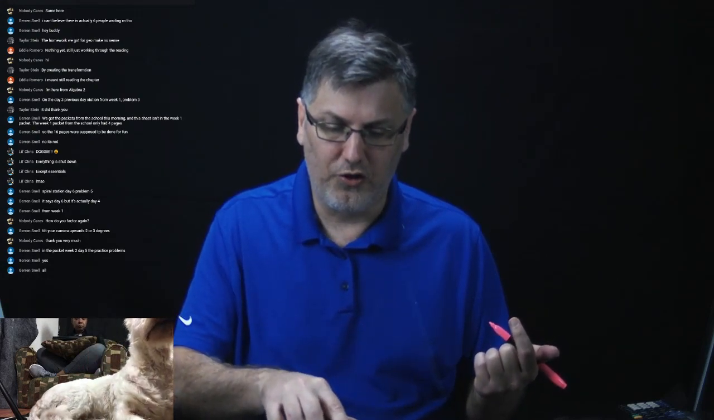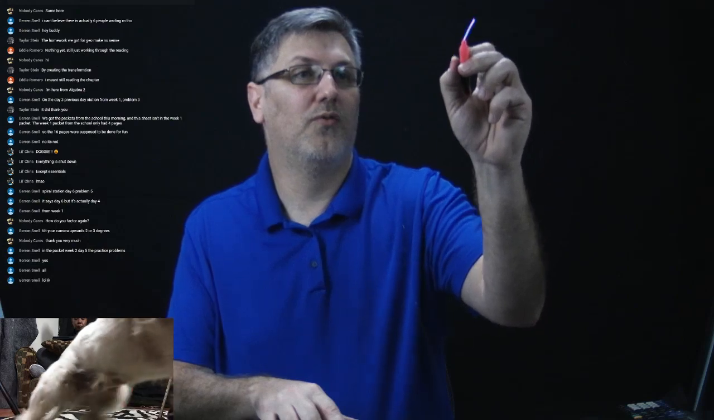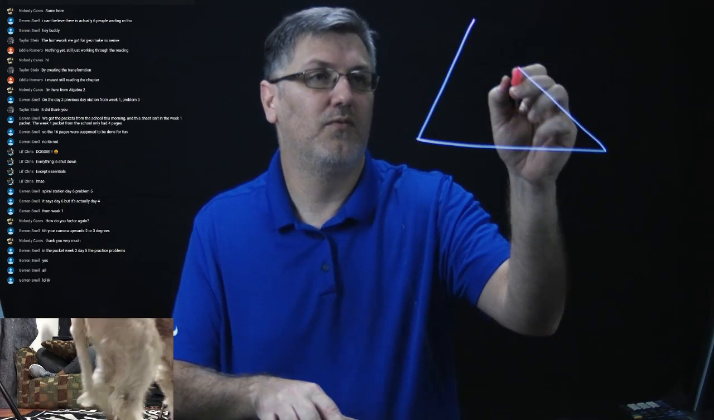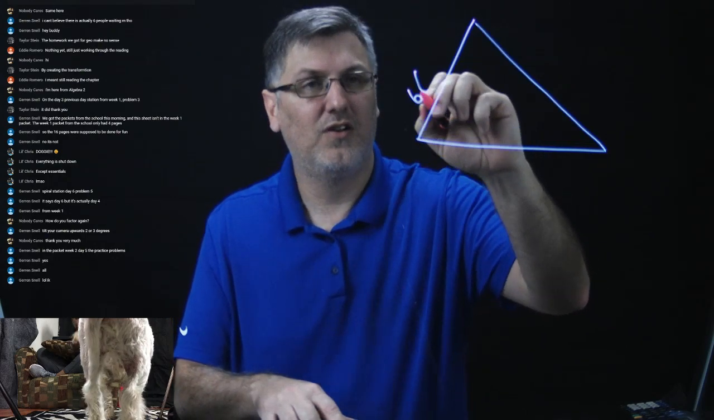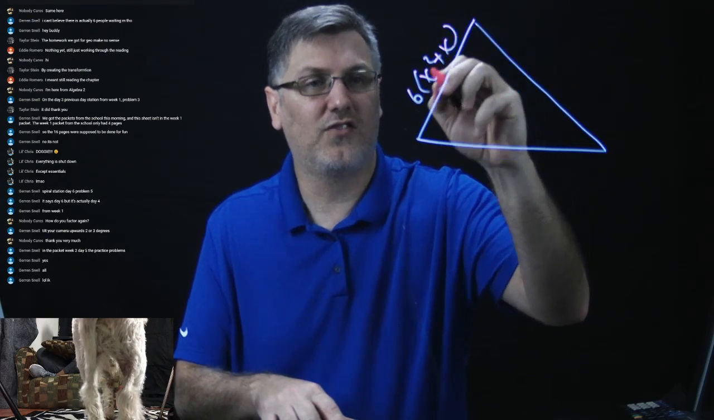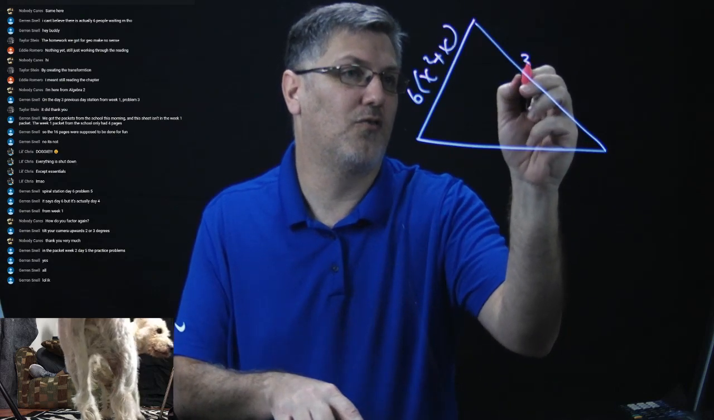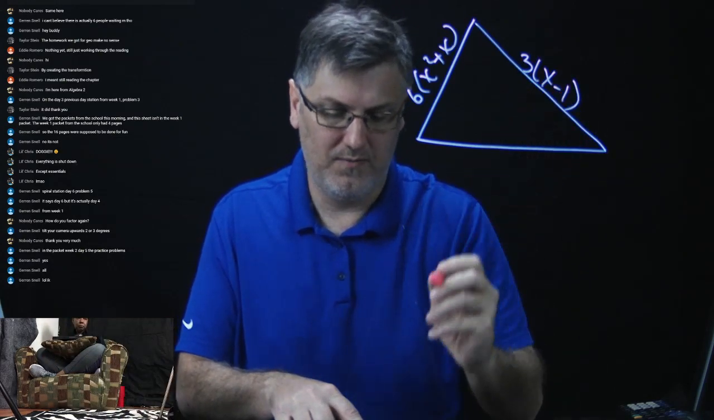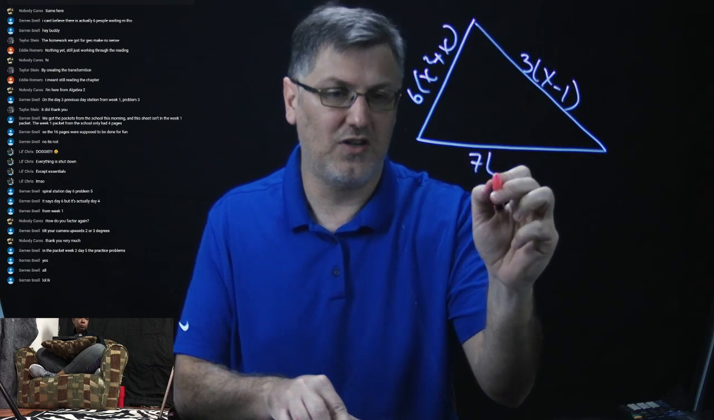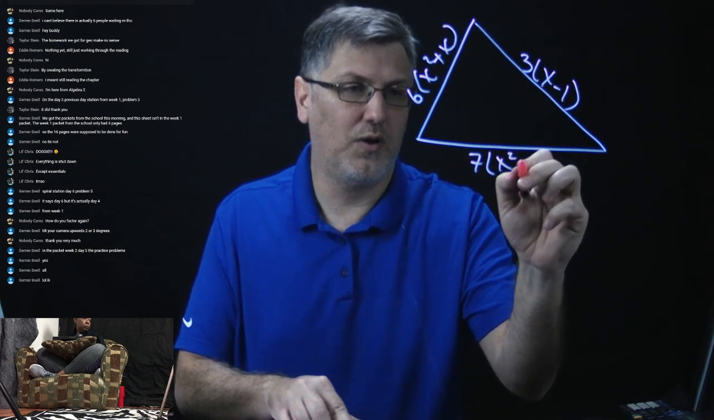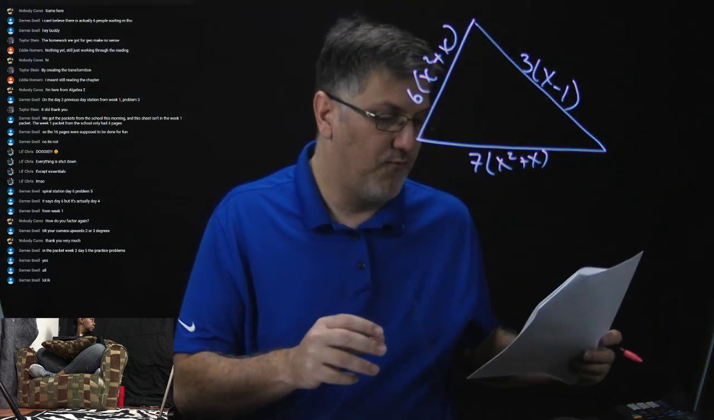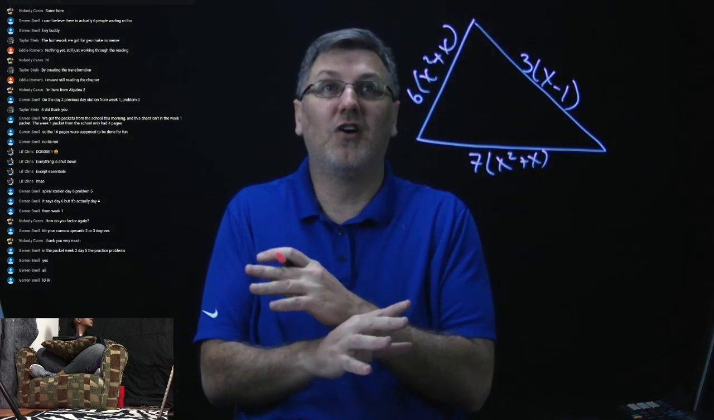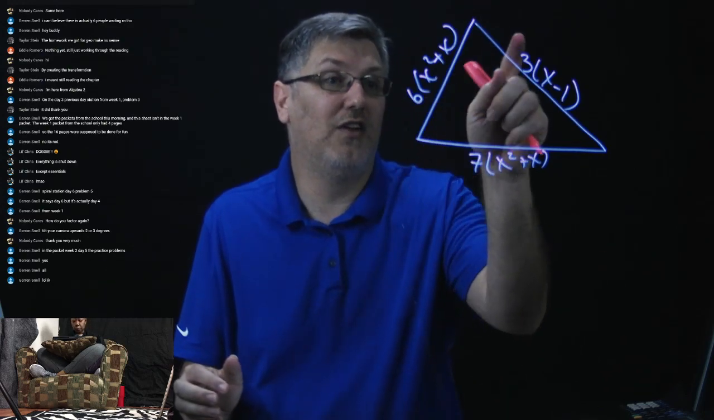So I'm going to do the third example. There's a triangle, and we have 6 times x squared plus x, 3 times x minus 1, and 7 times x squared plus x. They want to find the perimeter. Well, to find the perimeter, all we have to do is sum all the sides. So we just add these 3 together.